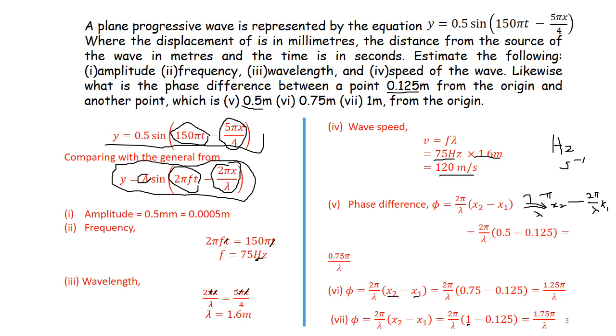1 and 0.125. Also, the first case 0.5 and 0.125. The answer will be 0.75 pi over lambda. For 0.75 minus 125, we have 125 pi over lambda, and the third case we have 0.175 pi over lambda. So that's where you can put the value of pi and lambda. Your pi 22/7, that means your answer will be in radians, or 180 degrees, your answer will be in degrees. Okay?